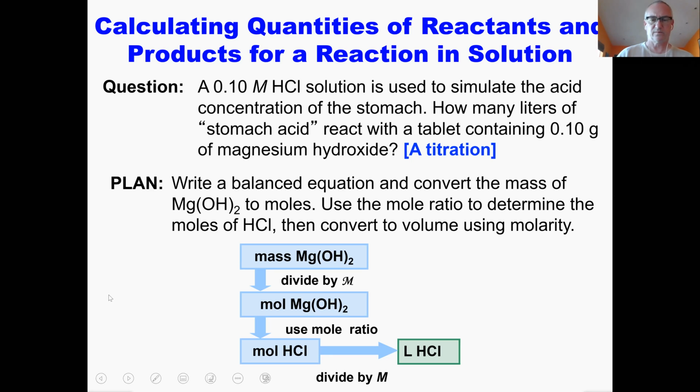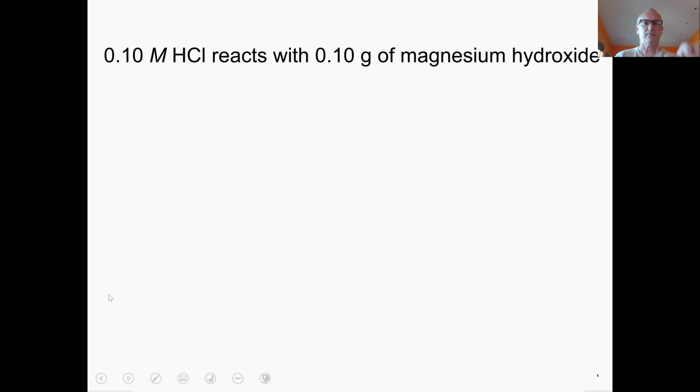So let's do that. Here's our question. In your stomach, we have about 1/10 molar HCl. We've taken a 100 milligram tablet of magnesium hydroxide. So what is my reaction? What's the reaction that takes place here? Basically, what are my two reactants? Right, fair. So my first reactant is the HCl, right? So I've got HCl plus, and my second one is magnesium hydroxide.